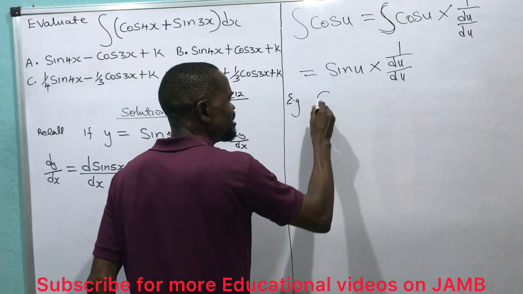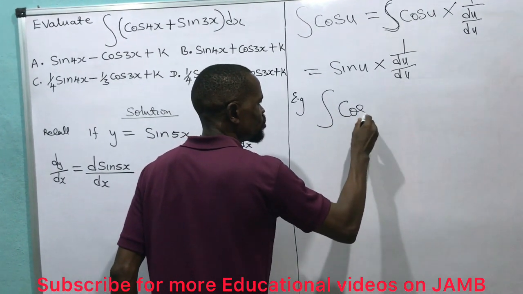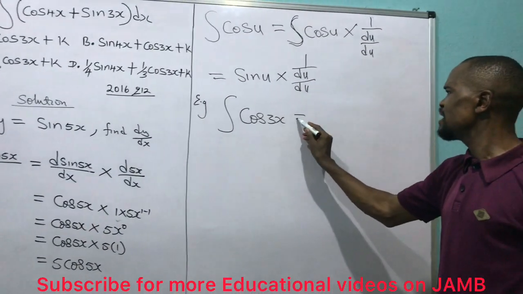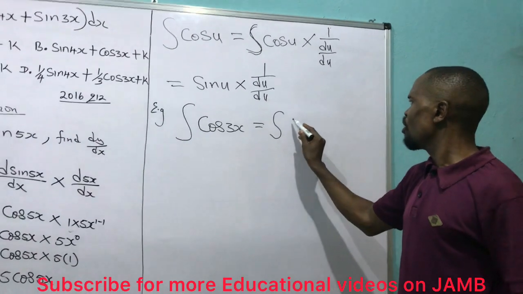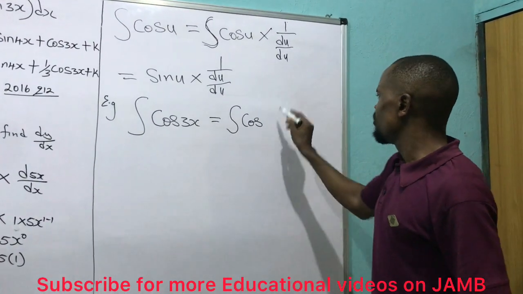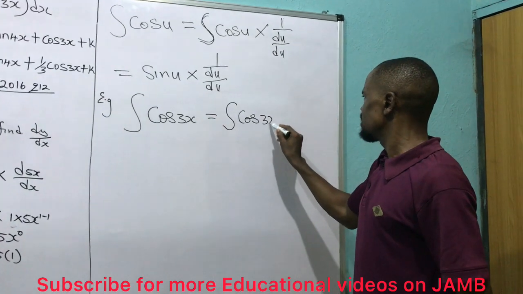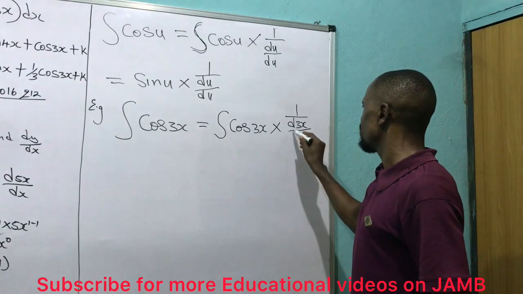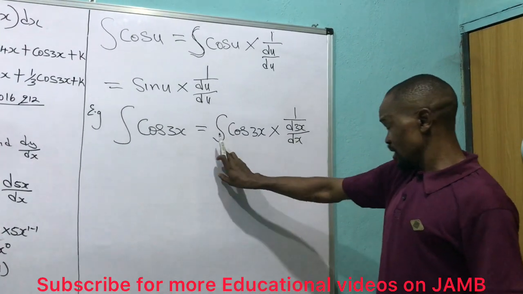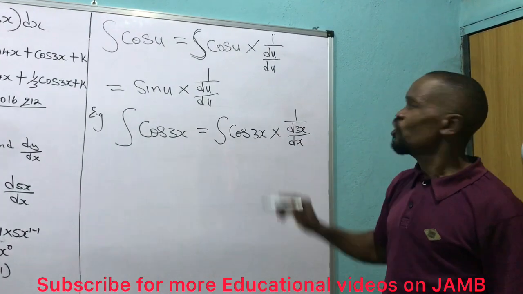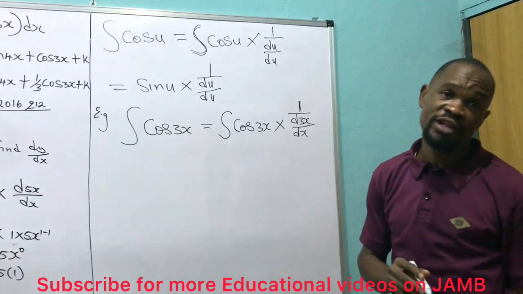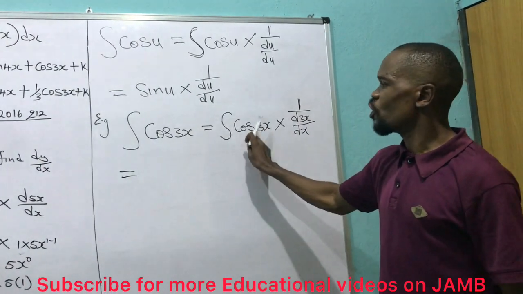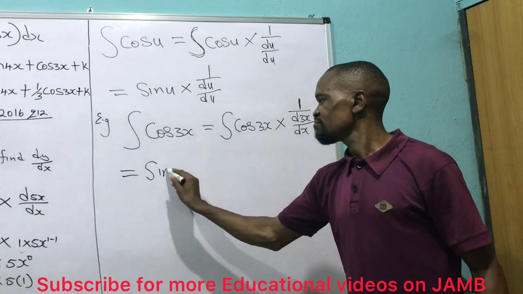I have integration of cos 3x. Integration of cos 3x, we said, is integration of cos, giving me cos 3x times 1 over the differentiation of the angle of the cos. Then that will give me, when I integrate cos, it will give me sine 3x.